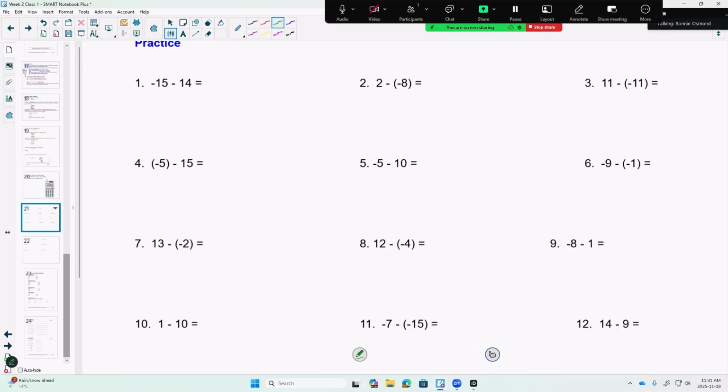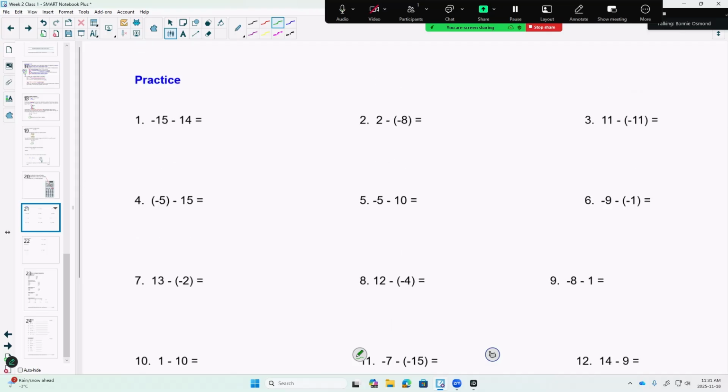Okay, so let's do a little bit of practice with subtracting integers. And as I said, subtracting integers is a little bit trickier because of the changes that you have to make. Okay, so first one, negative 15 take away 14. Negative 15 doesn't change. Change minus to plus, and then change the number that we're subtracting, positive 14, to negative 14.